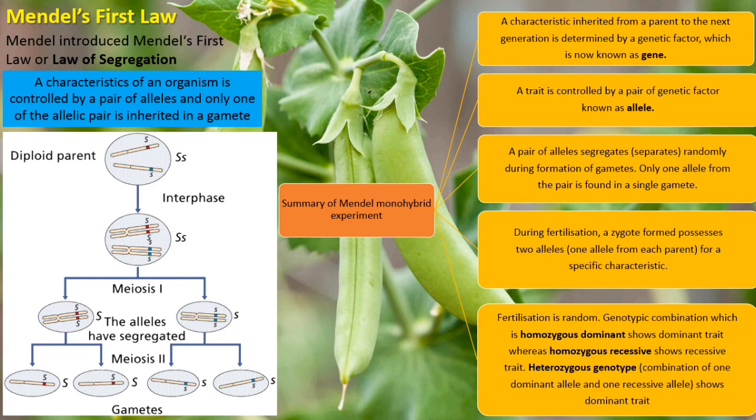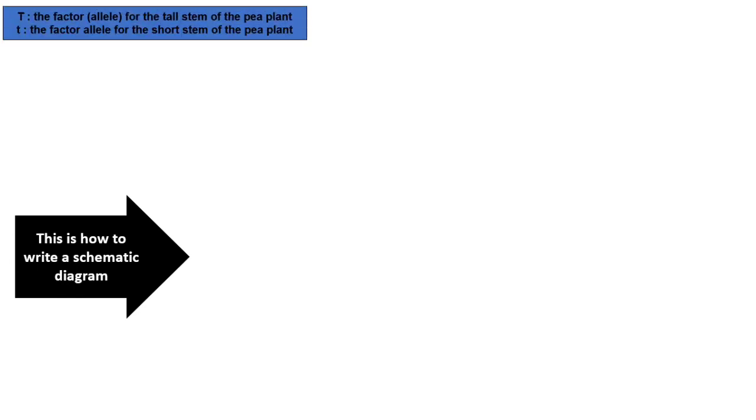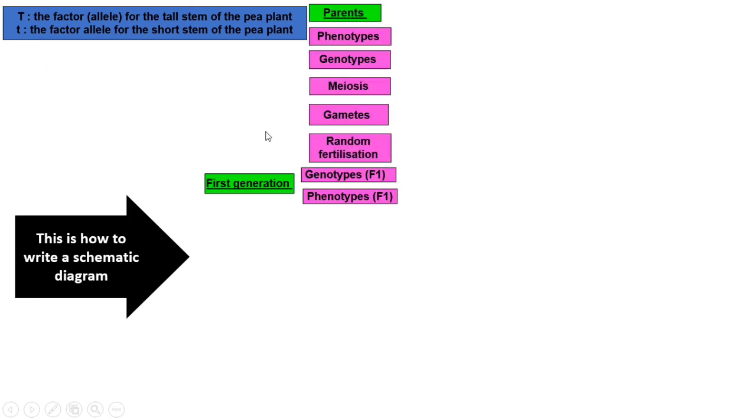So this is how to write a schematic diagram of monohybrid. First of all, we have to write down the allele. We can choose the letter, such as, this is the example: for tall stem, capital T, and for short stem, small t. We also have to write down the aspects here: phenotype, genotype, meiosis, gamete, random fertilization, and F1.